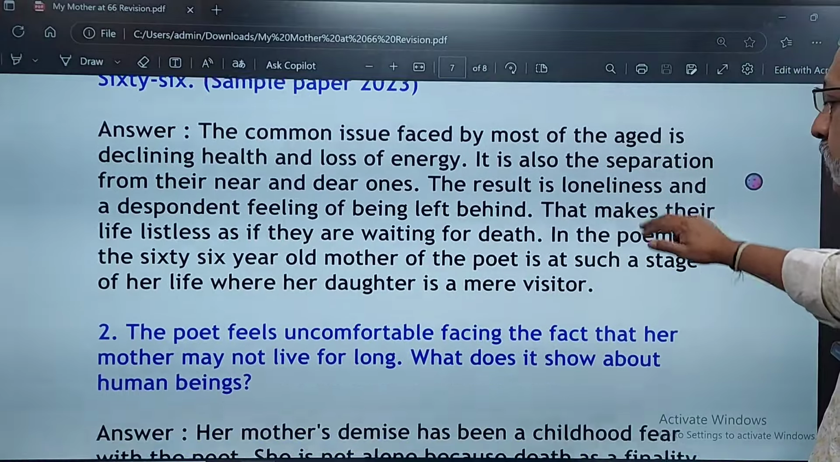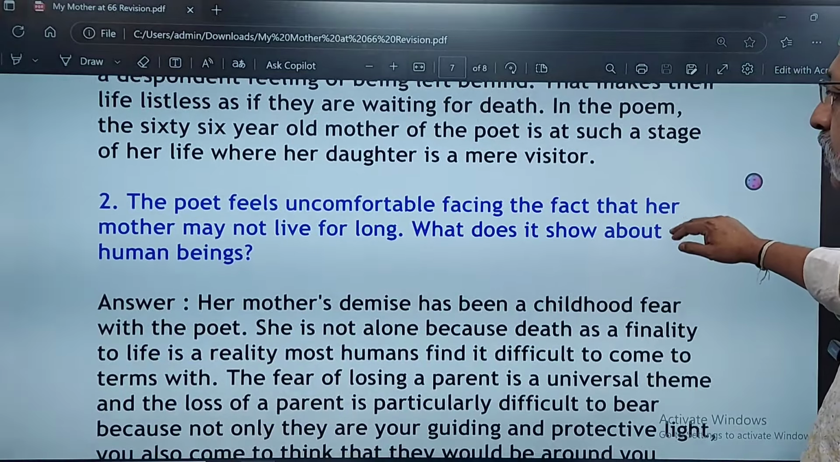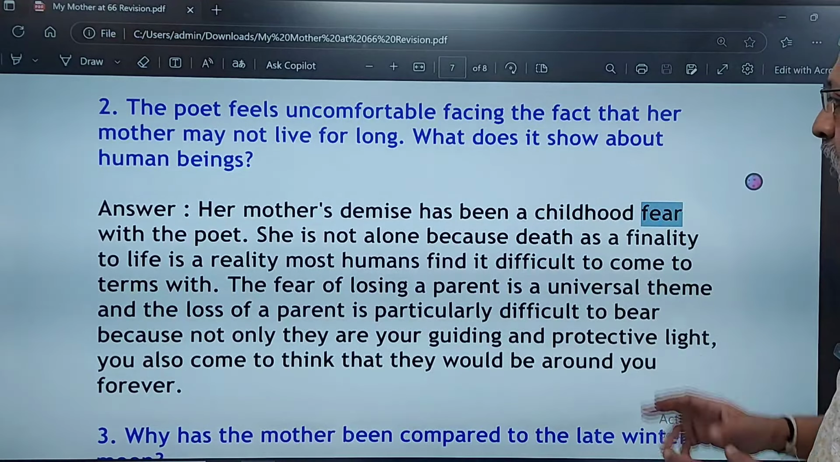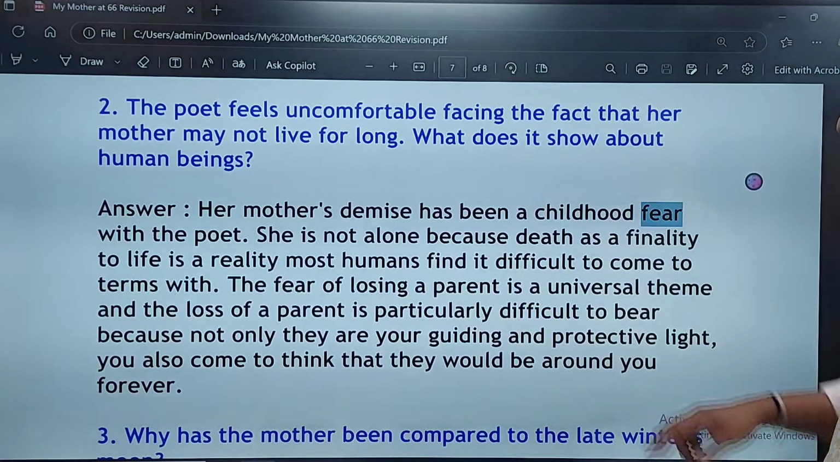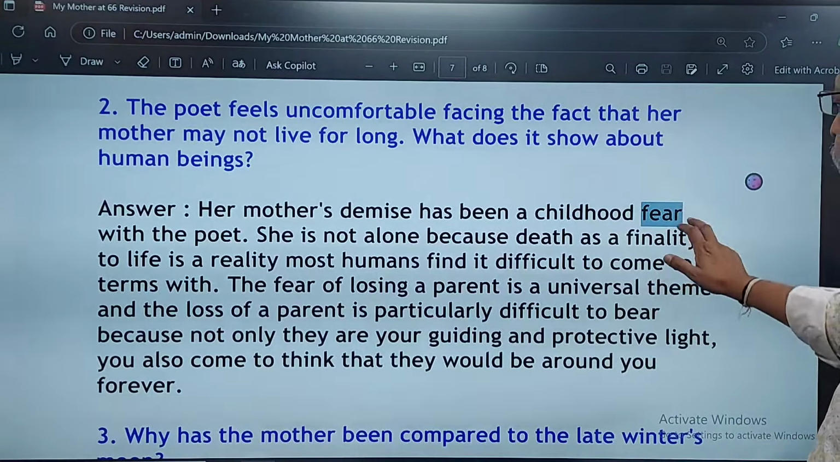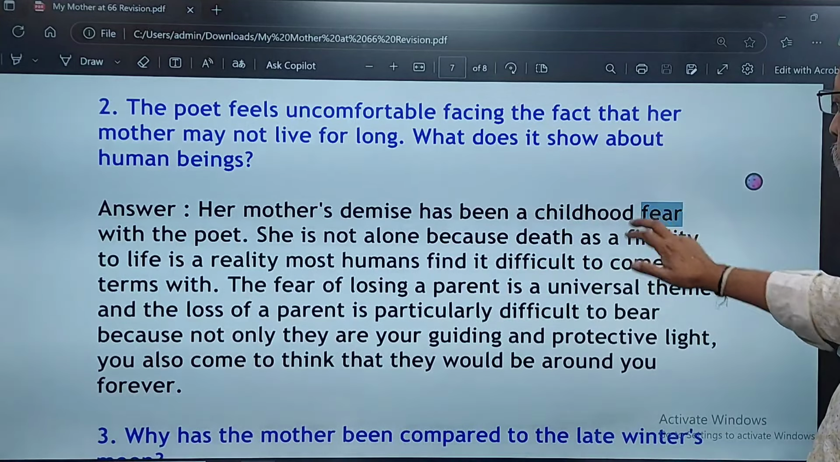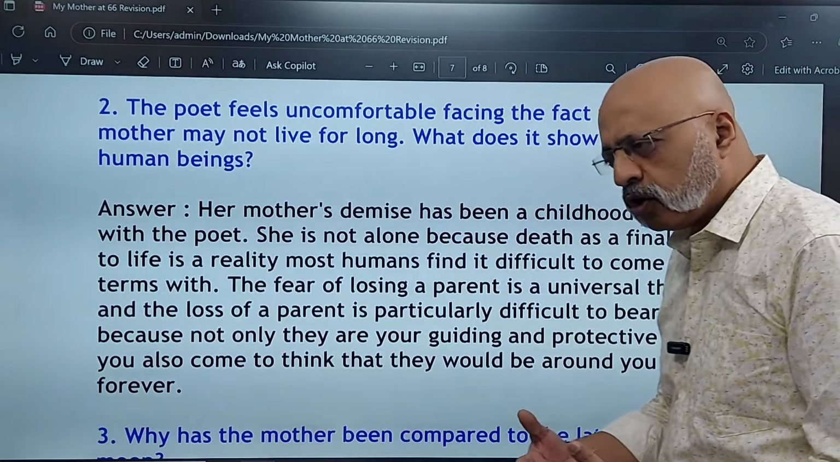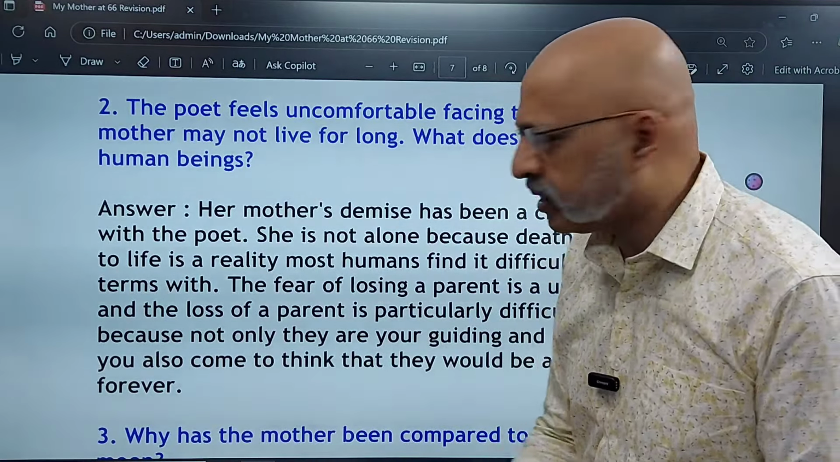The poet feels uncomfortable facing the fact that her mother may not live for long. What does it show about human beings? Her mother's demise has been a childhood fear with the poet. She's not alone, because death as a finality to life is a reality most humans find it difficult to come to terms with, because you think that your parents will live forever. That's always the case, right?